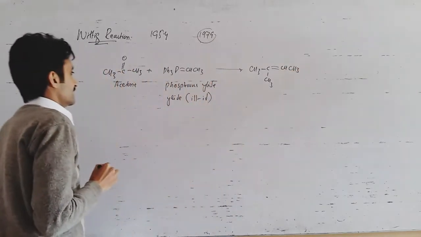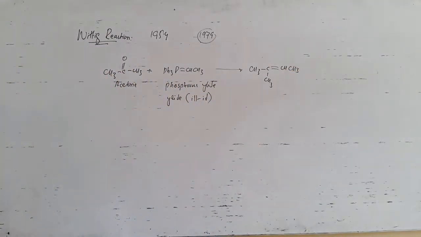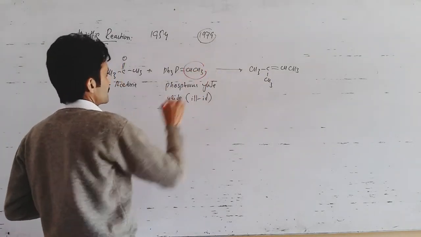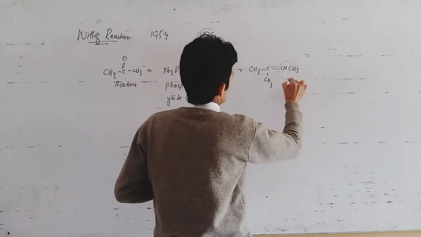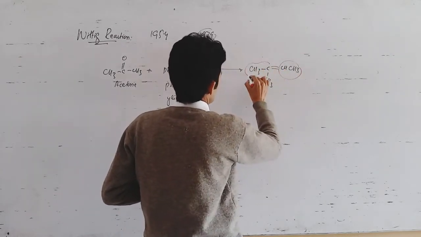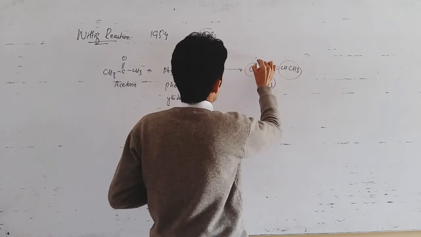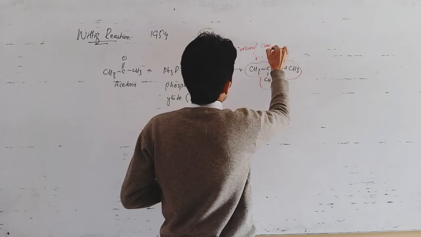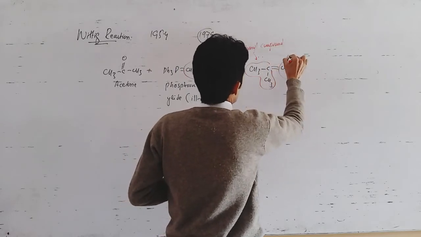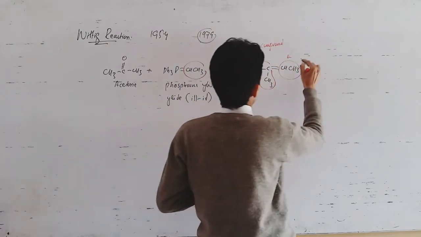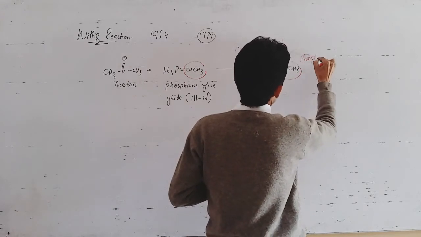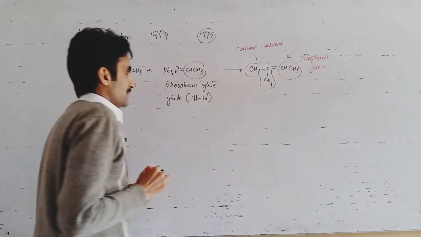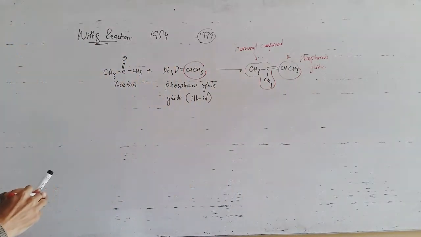In other words, we can check that this portion of the alkene comes from the carbonyl compound and this portion comes from the phosphorus ylide. So, this is simple about the Wittig reaction.